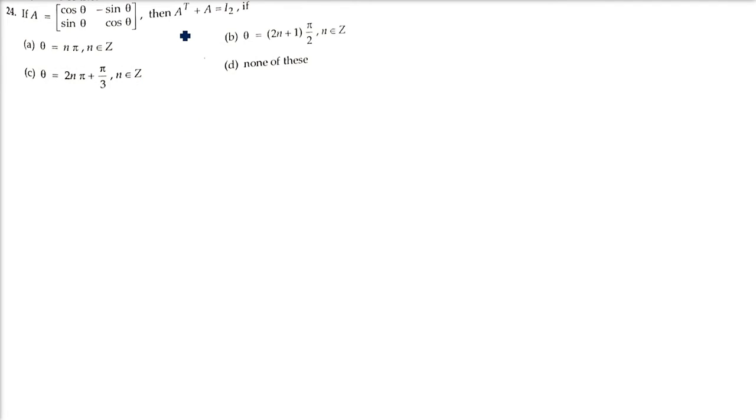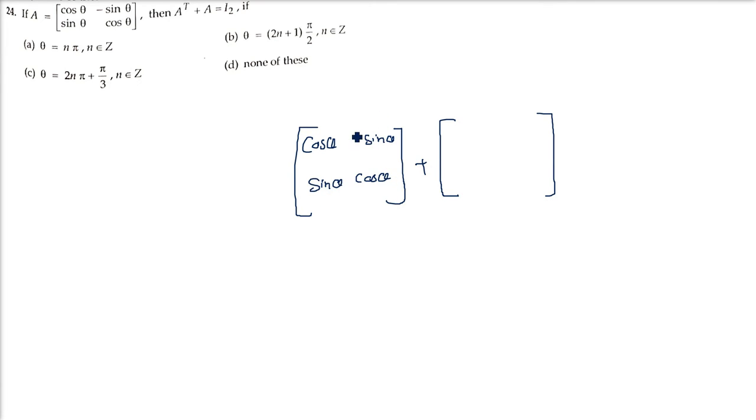If A is given like this, A transpose plus A is the identity matrix. So we'll take the A, that is this one, and A transpose. You can add A transpose with A or A plus A transpose. It remains the same, because addition is commutative. So we have cos theta, minus sin theta, sin theta, cos theta. Let us take the transpose. Row will become column. So first cos theta will come, then we have minus sin theta. Here also the row will become column: sin theta, cos theta. And this is equal to the identity matrix.